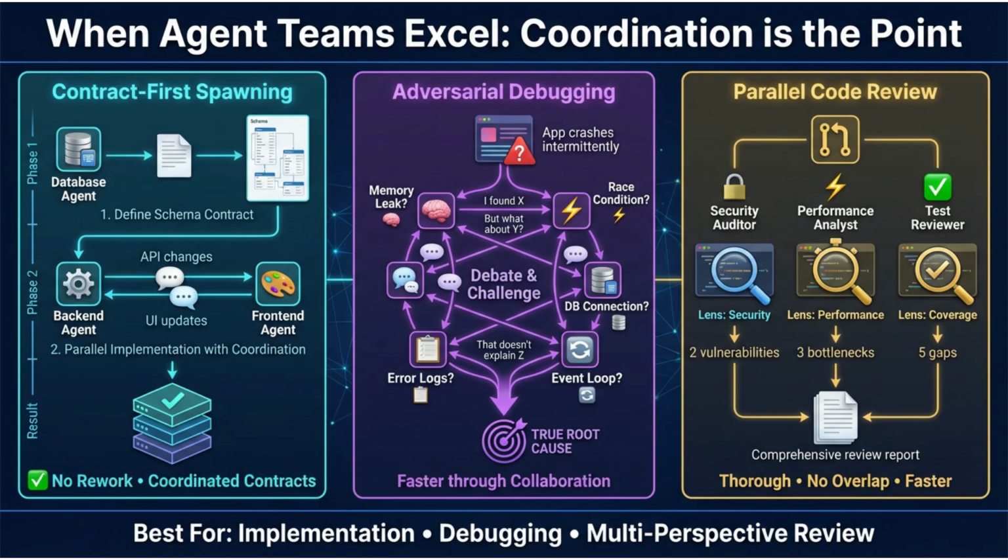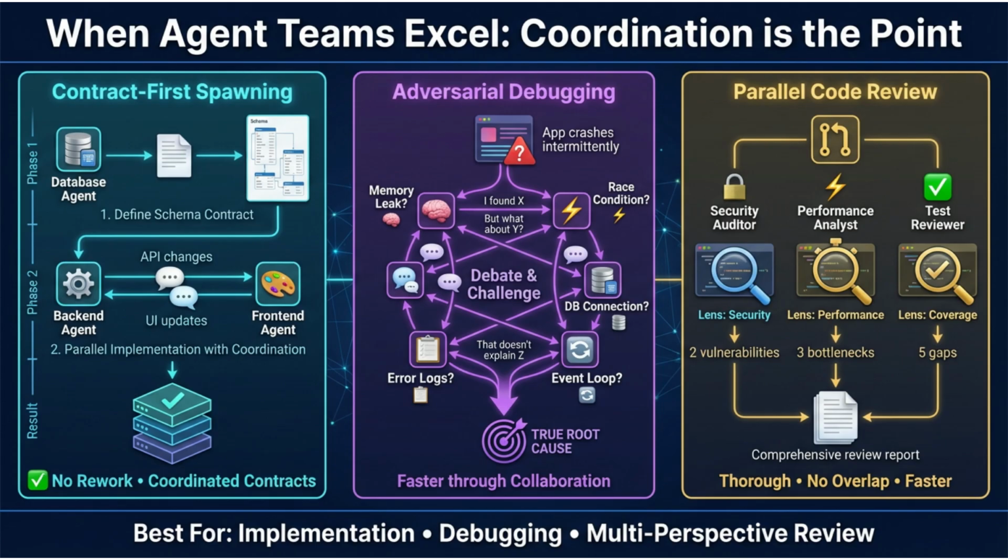Subagents? Sequential or massive rework. Agent teams? Contract-first spawning. How it works. Spawn the database agent first to define the schema contract. Once delivered, spawn backend and frontend in parallel with schema context.